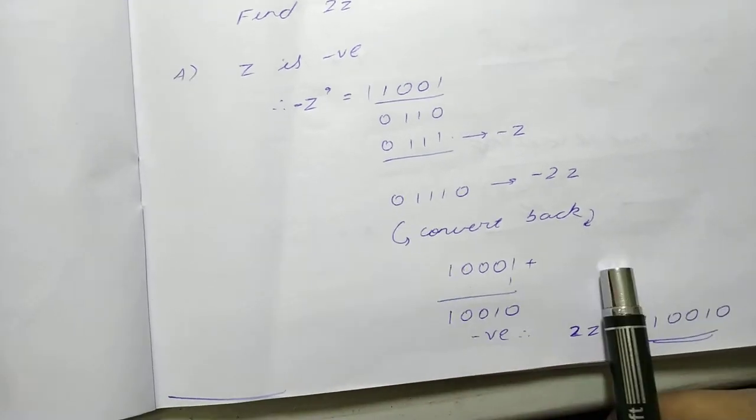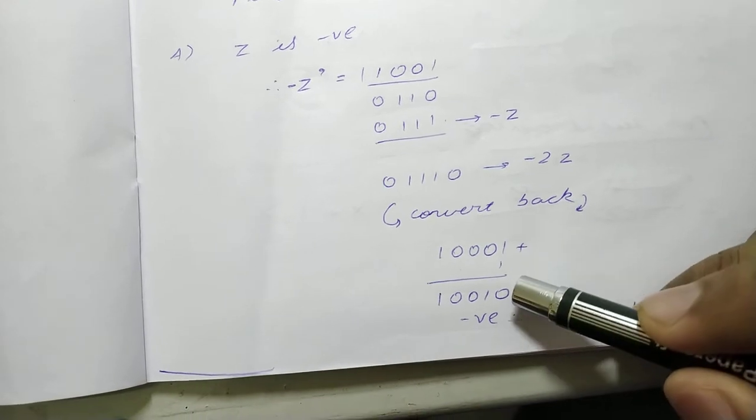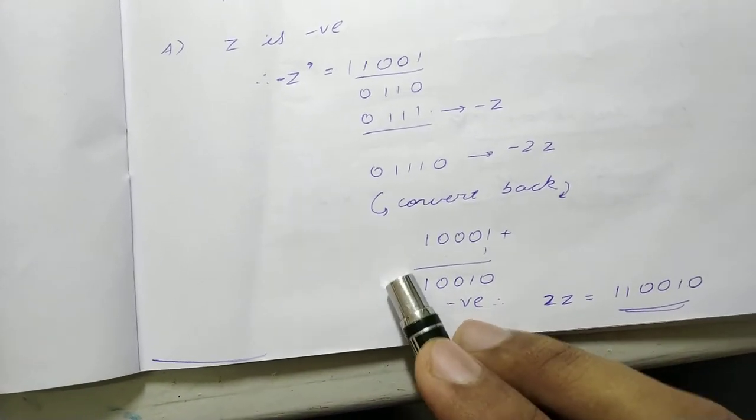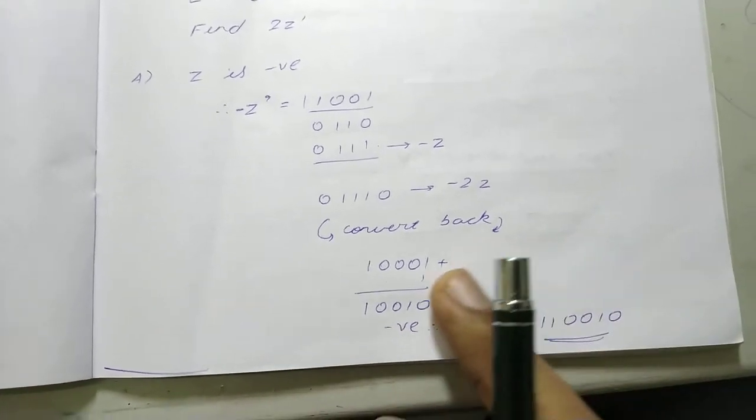Now we convert it back to 2's complement. So 1, 0, 0, 0, 1. Then we add the 1, 1, 0, 0, 1, 0. And then we append that number to get 2Z. 1, 1, 0, 0, 1, 0. That is our 2Z.